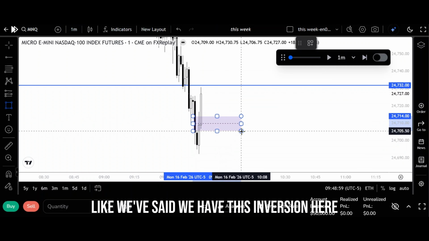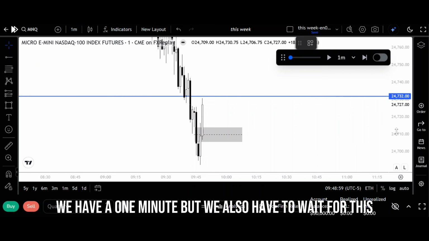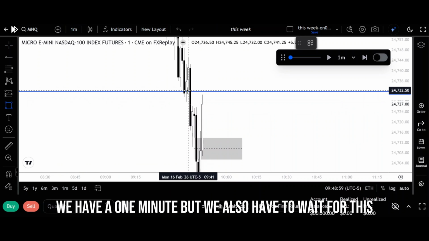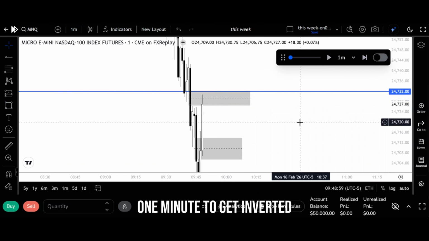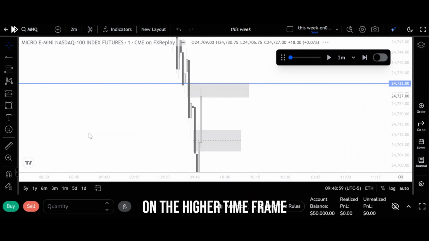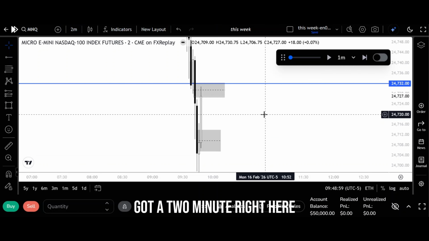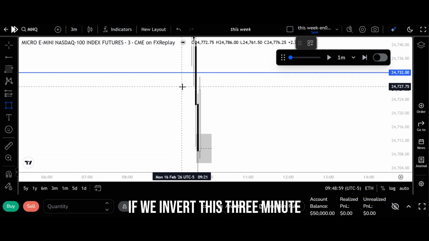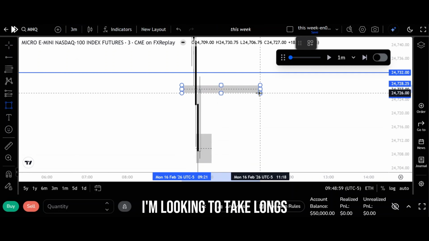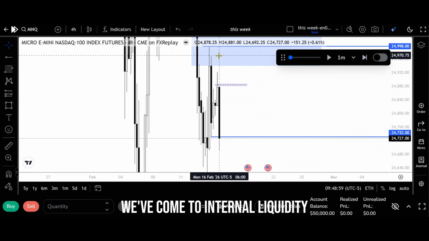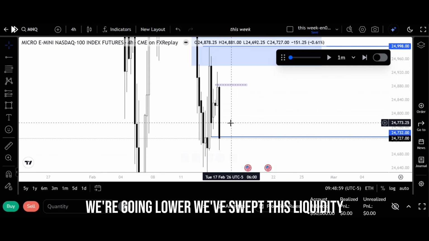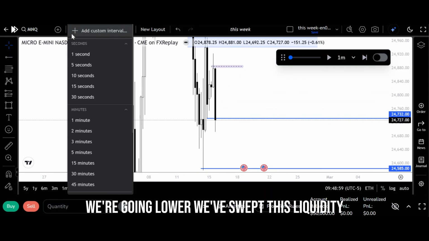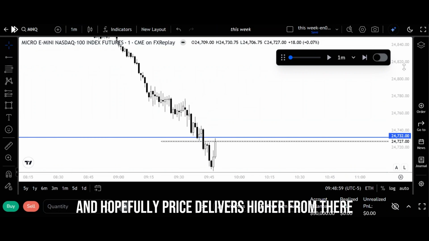We have this inversion here. We have a 1-minute, but we also have to wait for this 1-minute to get inverted over here. Let's check if there's anything on the higher time frame. Got a 2-minute right here, a small 2-minute. If we inverse this 3-minute, I'm looking to take longs. So why are we taking this trade? We've come to internal liquidity. We're going lower. We've swept this liquidity, and hopefully price delivers higher from there.